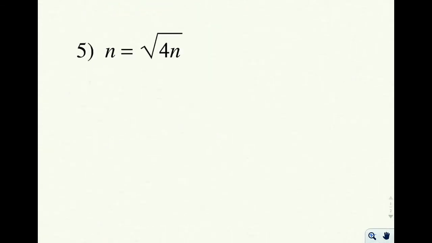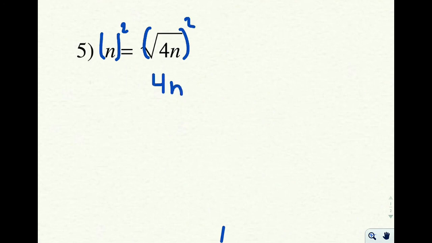And then this last one, number 5. We have the square root on one side of the equation, and there's just n on the other side. We can jump in to our next step of squaring both sides. And when we do that, on the right side, we get what we expect. We break away that square root to make it just 4n, so the square root symbol goes away. And then on the other side, we have n squared, so we literally write n squared.